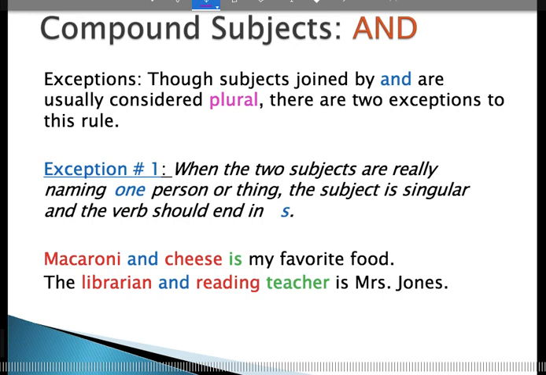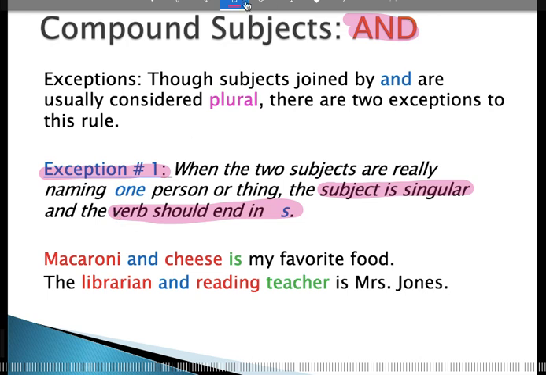However, there are 2 exceptions to this. So we're going to look at these 2 exceptions when we're talking about the word and. Exception 1. When the 2 subjects are really naming one person or thing, the subject is singular, and therefore we need a singular verb, which means it should have an S.